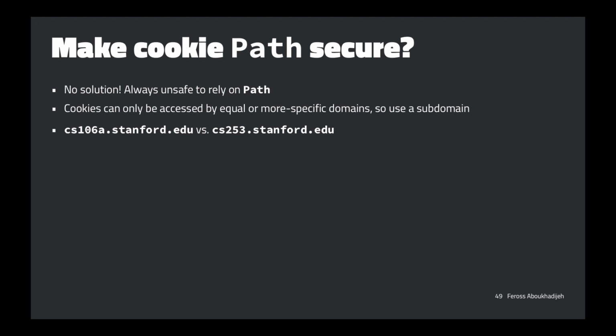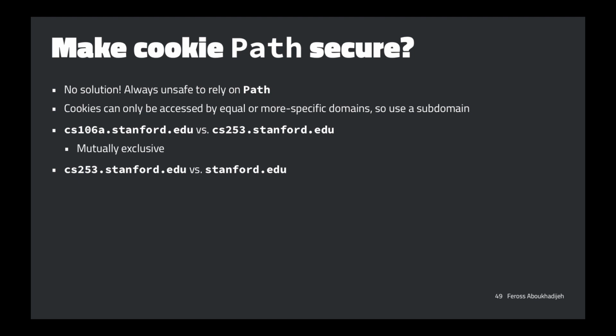So there's some sort of weird cookie rules going on here. In particular, the rules specified right here: cookies can only be accessed by equal or more specific domains. So the two domains on an equal level can't access each other. But what about this example here? We have 253.stanford.edu and stanford.edu. So based on the rule, what do we think is going to happen here? Should these be able to access each other's cookies?